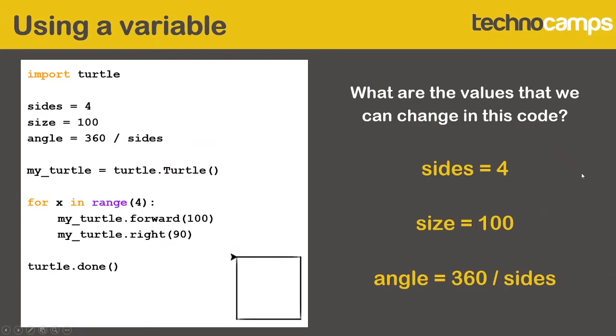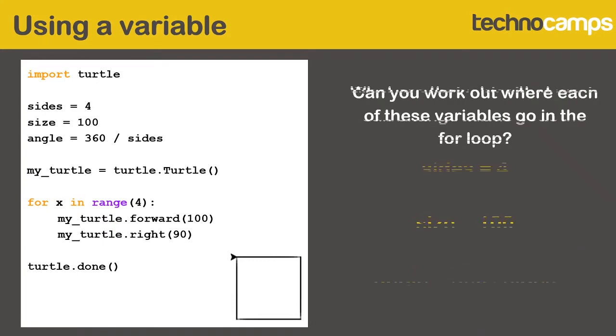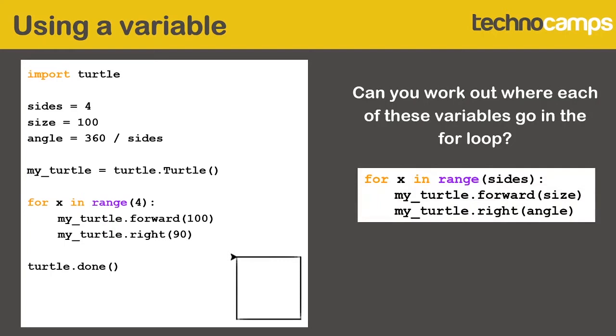So now we can assign these variables at the top of our program. Each variable has a value, but currently we do not use these in our program. So take a moment and try and work these out for yourself. Where would we put the variables size and angle in our for loop? So it would look like this.